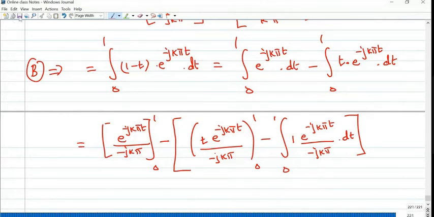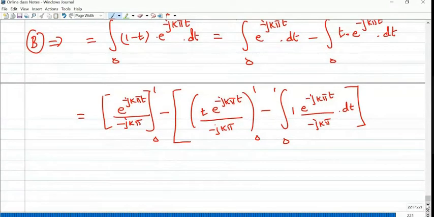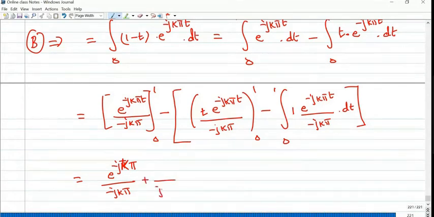Okay. Then first term already done. Second term, UV format. Now substitute the limit. E power minus jk pi. T replaced by 1: e power minus jk pi divided by minus jk pi. Then minus into minus, this would become plus, jk pi, e power 0, 1. And minus of this term.